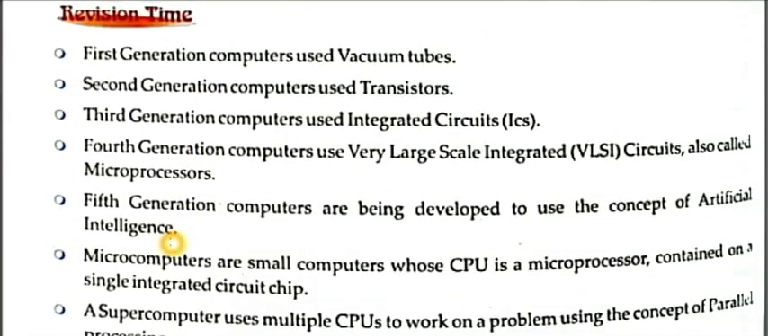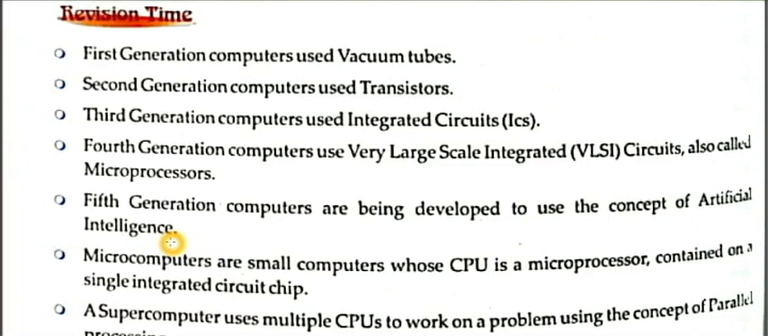Now it's revision time. Here I'm going to give you a quick idea of what we have studied till now. First, we have studied the first generation of computers, which used vacuum tubes, and these computers took an area of a full room. Second generation computers used transistors. Third generation computers used integrated circuits. Fourth generation computers used very large scale integrated circuits, which is known as the microprocessor. That means in a small area they are providing so many integrated circuits.